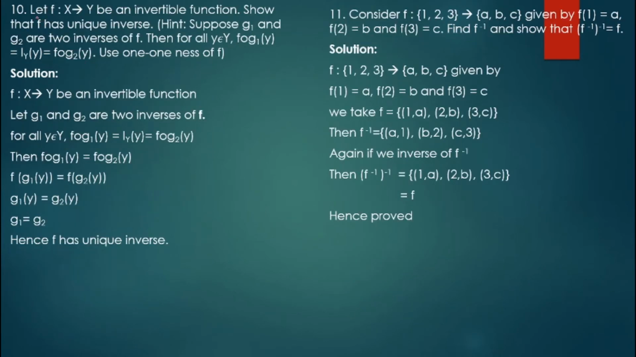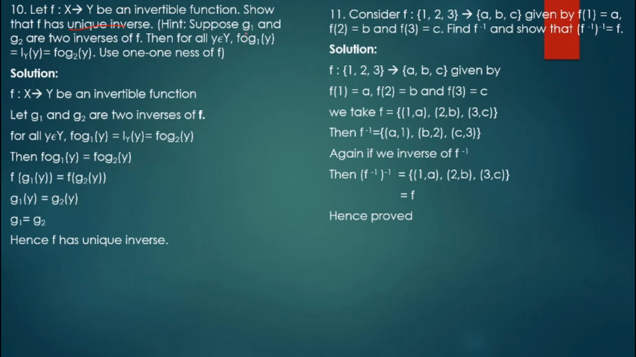10th question. Let f: X to Y be an invertible function. Show that f has a unique inverse. Unique inverse means one and only one inverse f is having. Okay, so here we have a hint. Actually, the provided hint is half part of your answer. We'll see how it is part of our answer also.